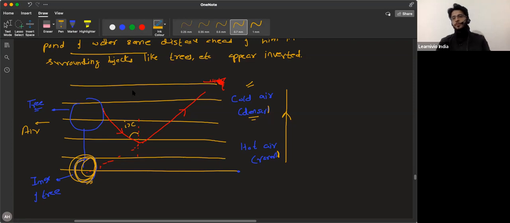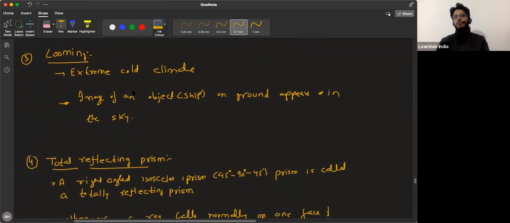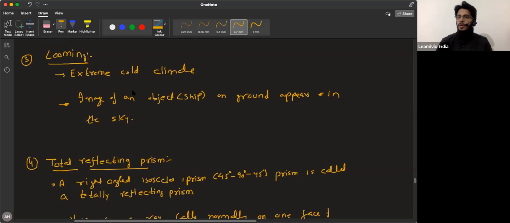Done, sir. There is one more optical illusion, which is known as looming. Looming happens in extremely cold climate, like in the North Pole and Antarctica. Looming is just the inverse of mirage. What happens is the image of an object on the ground is observed in the sky, like the image of a ship appears in the sky. It's again due to the same TIR, but now the TIR is in the opposite direction. There's an object on the ground, its rays are going in this way. So when you look at the image, it seems to be in the sky. So again, optical illusion, just the reverse of mirage.